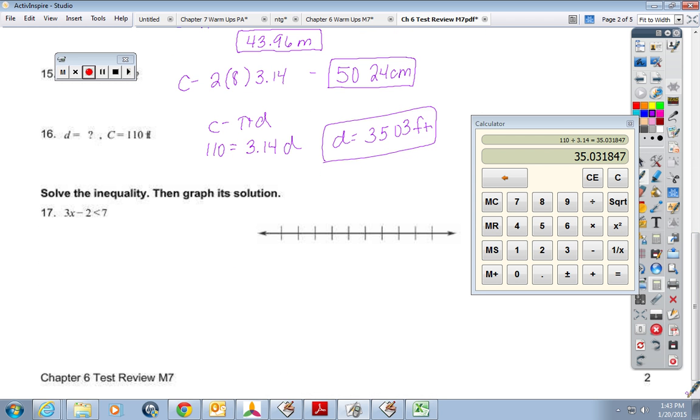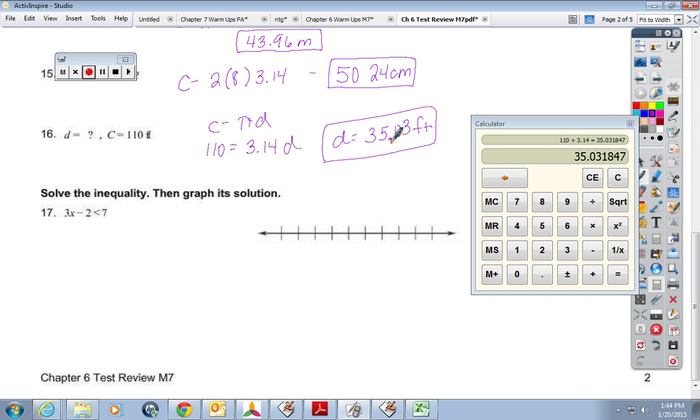Solve it just like it was an equal sign. So we ask what's being done to x. It's being multiplied by 3, and 2 is being subtracted. So we work backwards. Yes? Oh, yeah. If you didn't round, that's fine. Yeah.